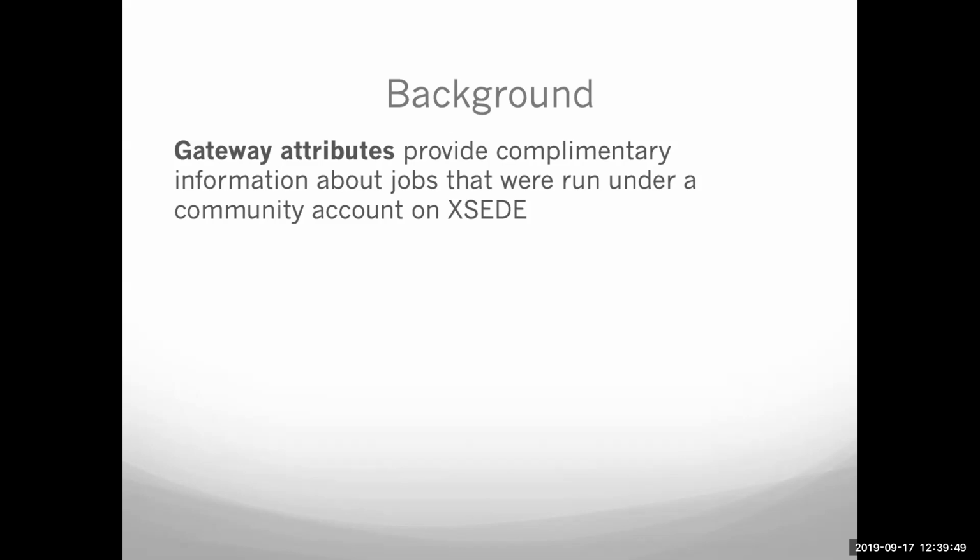So the gateway attributes are a way to provide this complementary information about the compute jobs that were run on a cluster on a community account. Essentially, they report whom the job was run for on a cluster, because the SPs or the clusters do not know for whom this job was computed.